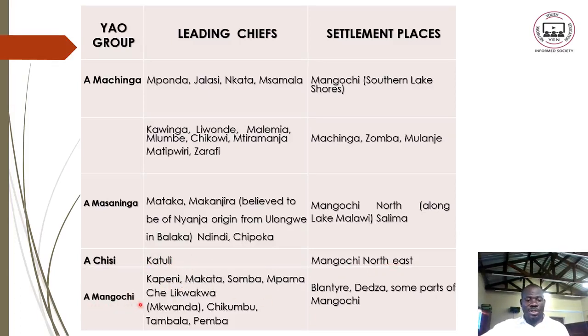Well, the Amangochi, their leaders now, that's where we see Kapeni, Makata, Somba, Mpama, Cheri Kwakwa, and Mkwanda, Chikumbu, Tambala, Pemba. These ones were the leaders of the Mangochi, Amangochi Yao. And they settled in Blantyre, Dedza, and some parts of Mangochi. Remember, these Mangochi were displaced by the Machinga Yao when they came into Mangochi.